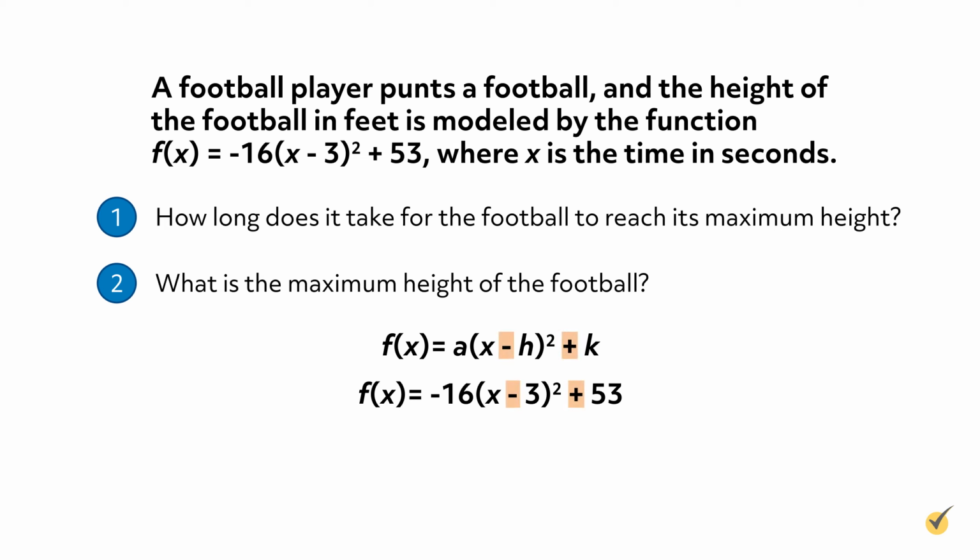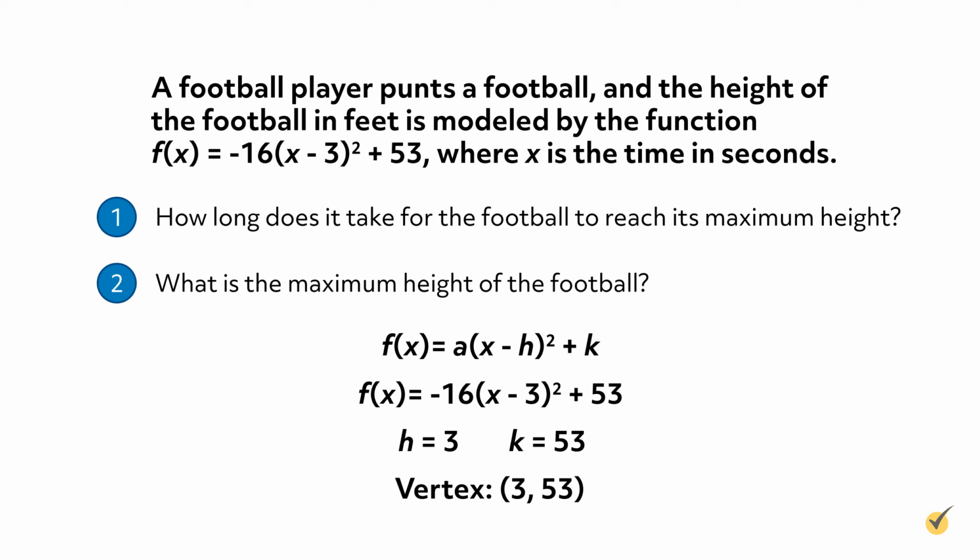Let's check our signs. Remember, when our equation is in vertex form, we want to subtract our h value and add our k value. When looking at our equation for our football, we see that our signs are correct as written. So now we can extract our h and k. We see that h is equal to 3 and k is equal to 53. So the coordinates of the vertex are (3, 53).